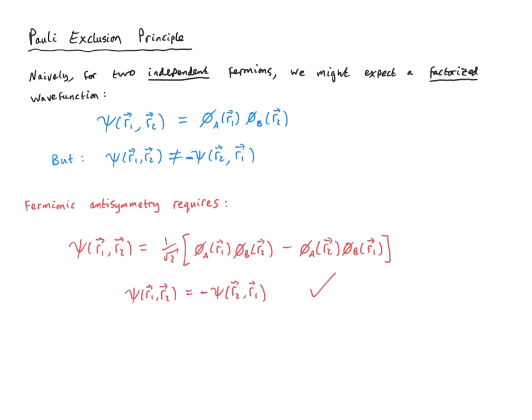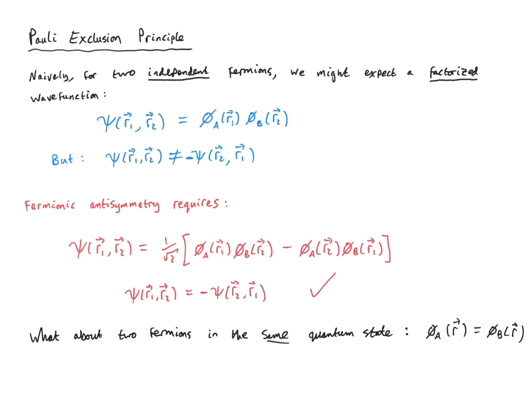An important consequence of this is what happens if we try to put two fermions in the same state. This is equivalent to saying that phi A of R is equal to phi B of R. In that case, we would naively conclude that these two terms in this expression for the two-particle wave function psi cancel each other, and we'd obtain psi of R is equal to 0.